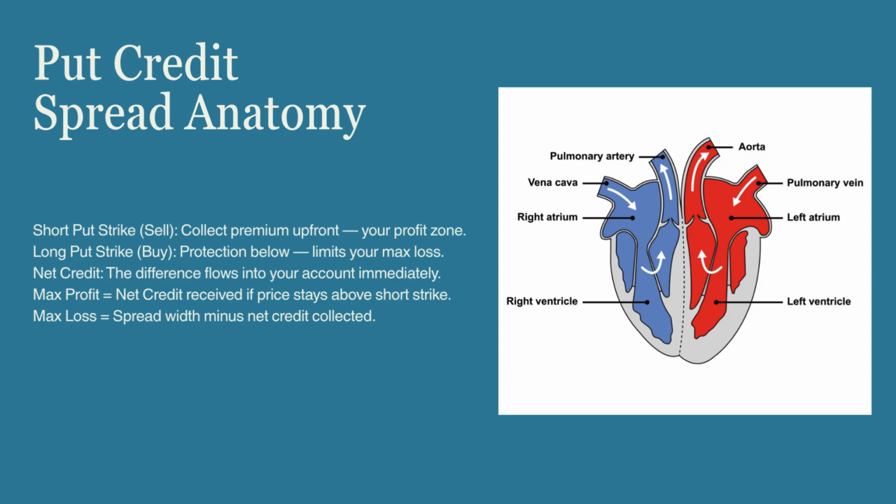That's the difference that flows into your account between the premium that you collect and the premium you have to pay out for the long put. Max profit is going to be your net credit received when you open the position. Your max loss is going to be the spread width minus that net credit that you originally collected.